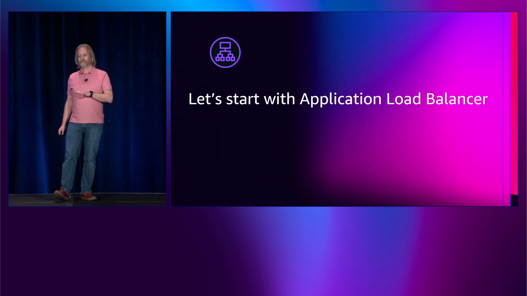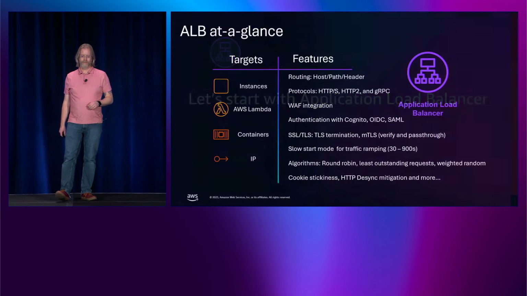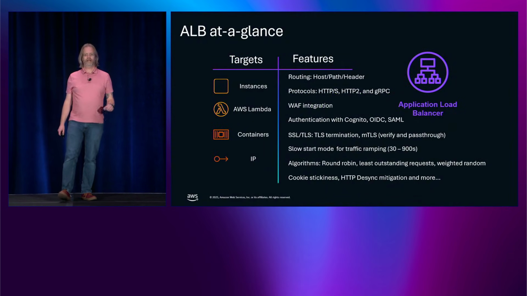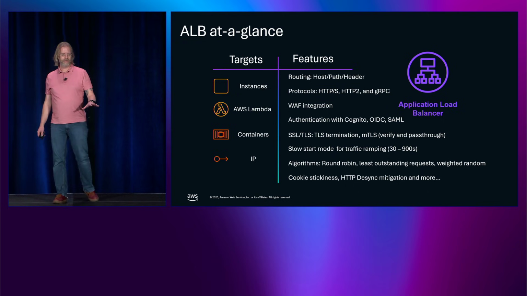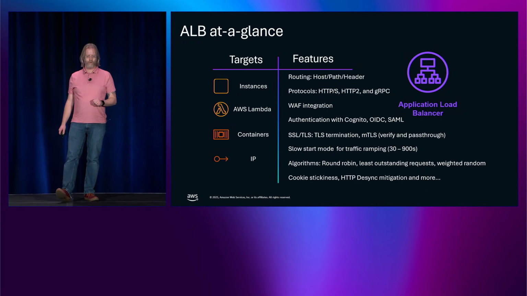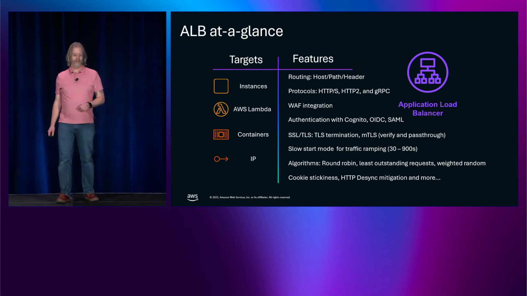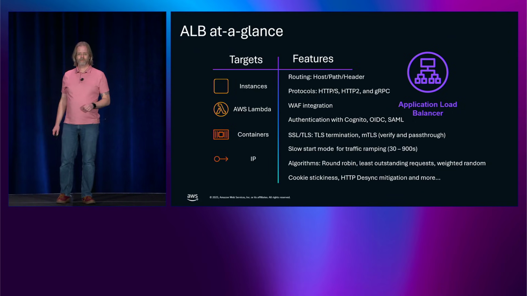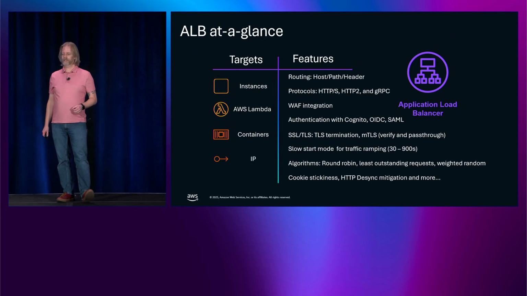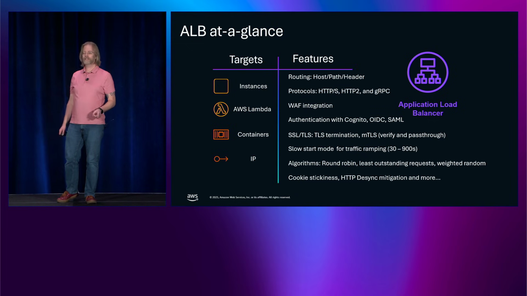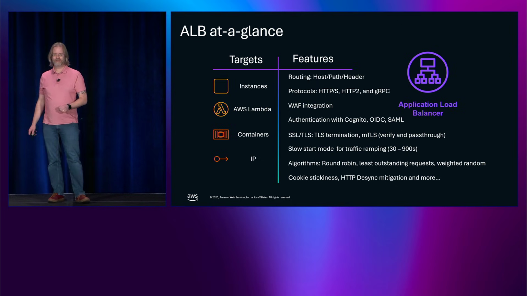So let's take a look at some of the features that it has. So this is an ALB at a glance, right? So I've got our targets, and these are the targets that the ALB can go for: instances, Lambda, containers, and IP addresses, which is pretty cool. And here are some of the features. And I say some of the features because if I listed all the features, 2 things would happen. 1, this slide would be a mess, and 2, Milind would have nothing to talk about. So we're going to leave some of the newer released features for Milind to speak on.